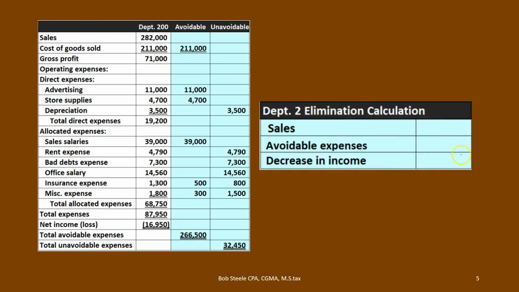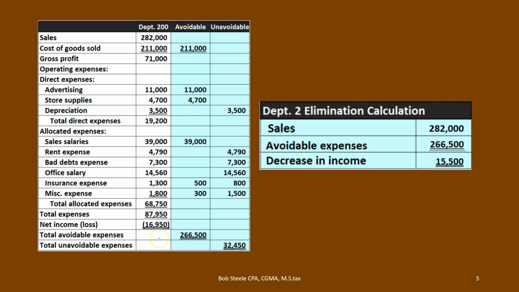So if we break that analysis down, the sales are 282,000, and the avoidable expenses are only the 266,500, and therefore the department is actually generating revenue. We're actually better off to have the department. Again, that might look confusing. You might be saying, well, it clearly says we have a 16,950 loss here. But we're saying that it's helping us generate.